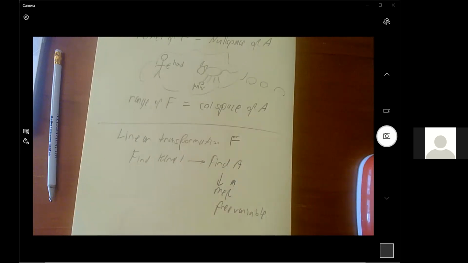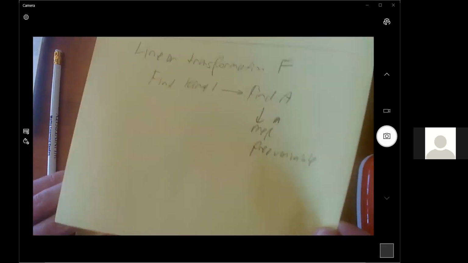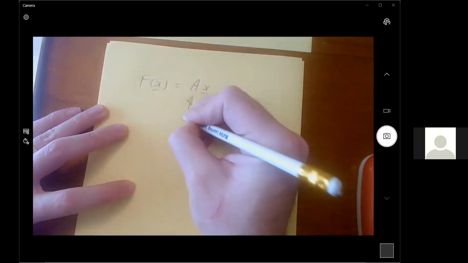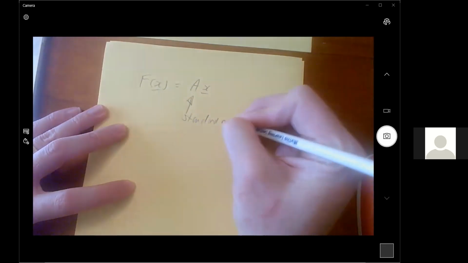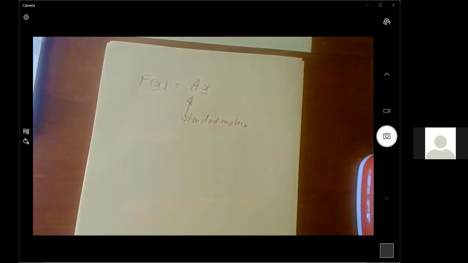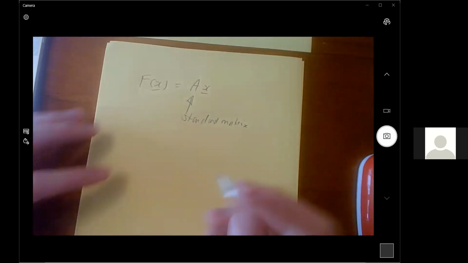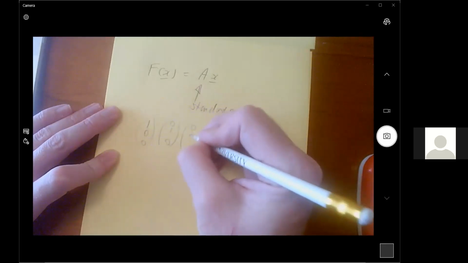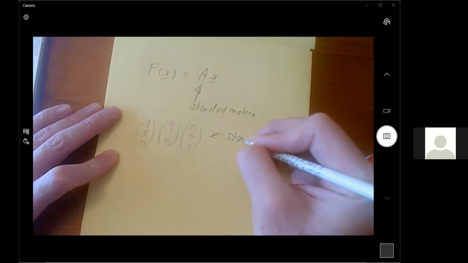Wait, the standard matrix is just the ones down the diagonal, isn't it? And the rest zeros. Isn't it? No. Oh? That's the standard basis. Oh, whoops, yeah. So the standard matrix is the matrix that does this trick. If you can rewrite your thing as a matrix, then that's the standard matrix. And it is related to the standard basis. Like the standard basis is this.